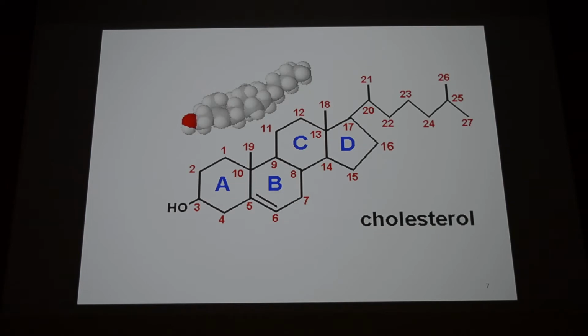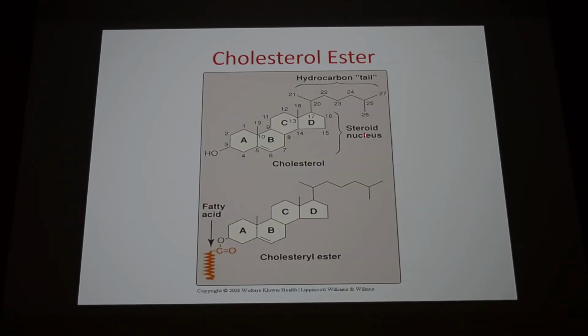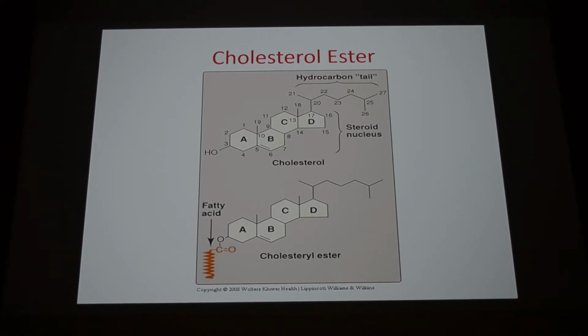We have, as I said, 4 rings, A, B, C, D, that are fused. And we have a hydrocarbon chain attached to carbon number 17. And the total number of carbons in cholesterol is 27. We have a hydroxyl group attached to carbon number 3. And we have a double bond between carbon number 5 and carbon number 6. The cholesterol ester, as I said, is an esterification between a fatty acid and the OH of carbon number 3. This is carbon number 3. So we obtain cholesterol ester. Okay, this is free cholesterol, and this is cholesterol ester. And this is the hydrocarbon tail attached to carbon number 17. So 27 carbons for cholesterol.